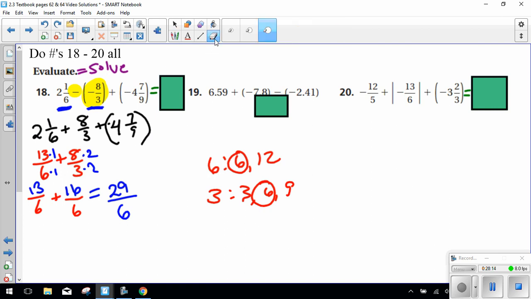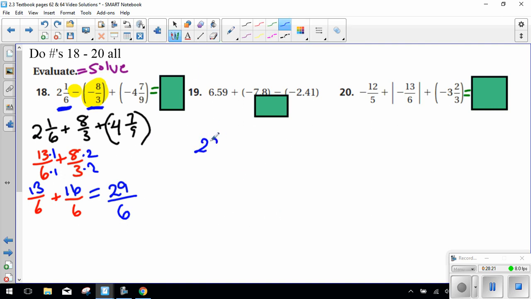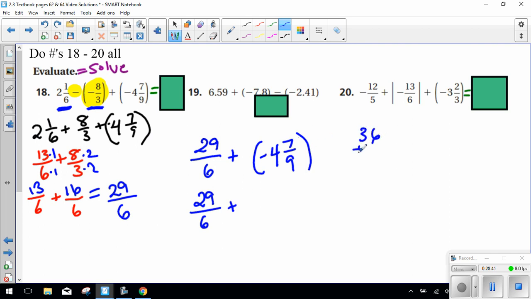I'm going to erase a little bit here. I do not want you to erase any of your work. Okay, so now I'm going to take 29 over 6 and add to it negative 4 and 7 over 9. So I'm going to make this improper. So we have 29 over 6 plus 9 times 4 is 36. I'm going to add 7, and that gives me 43. So I get negative 43 over 9.